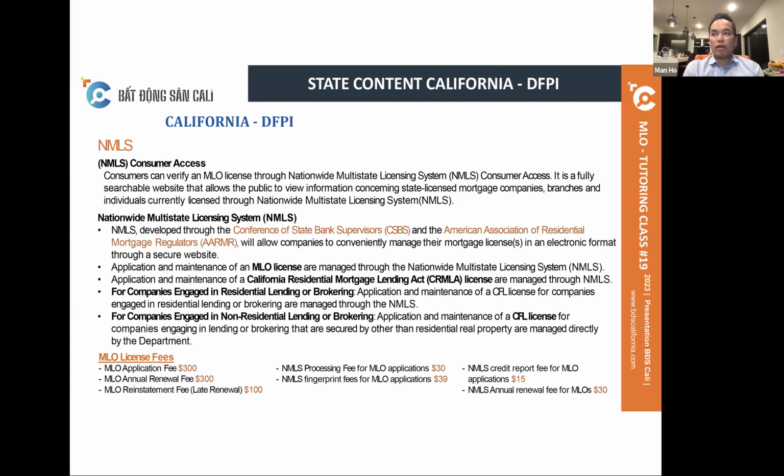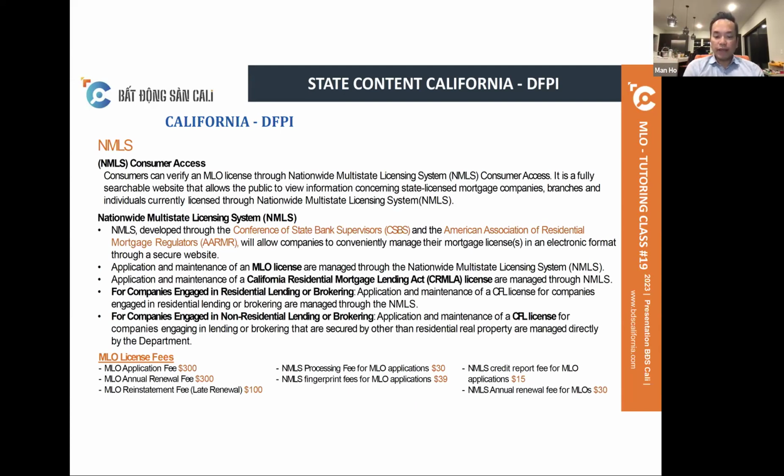Reinstatement for late renewal means, if you don't renew by December 31st, you have a 2 month gap. You have up until February 28th to renew, but now you're going to pay a penalty. You're going to pay a late fee of $100, which means you're going to pay a total of $400. Application renewal fee $300 with a late fee $100. So that is $400 total for the renewal.